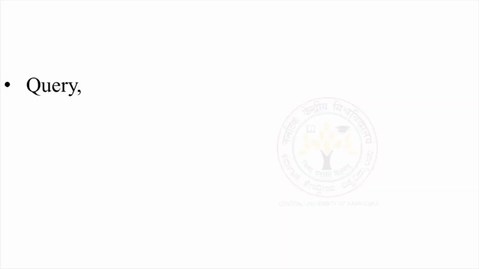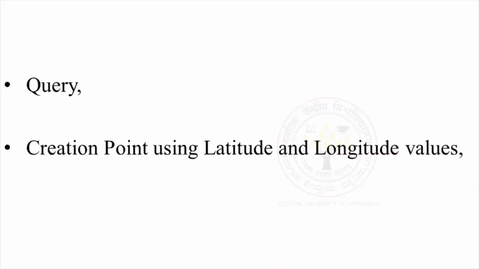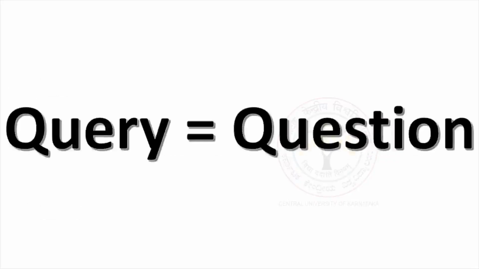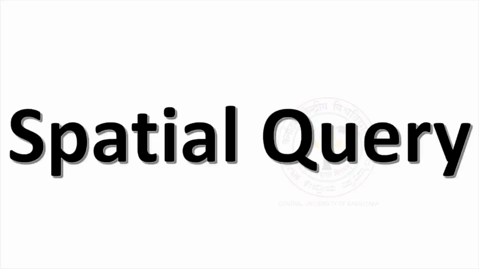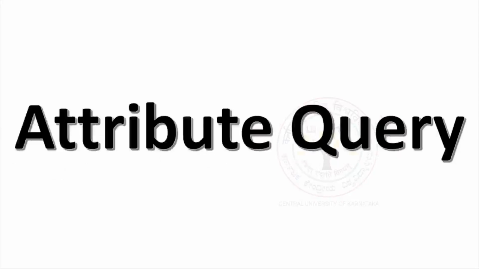In this lecture, we are going to discuss query, creation of points using latitude and longitude values, and buffer. First, we will discuss query in QGIS. The term query is the equivalent word of question used in GIS. There are two kinds of queries that can be performed with vector data, such as spatial query and attribute query.